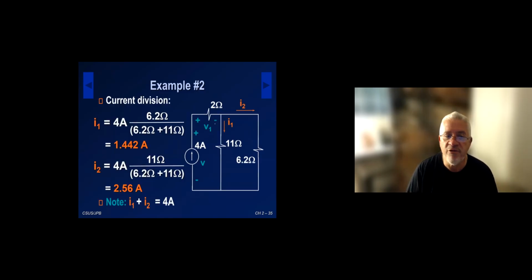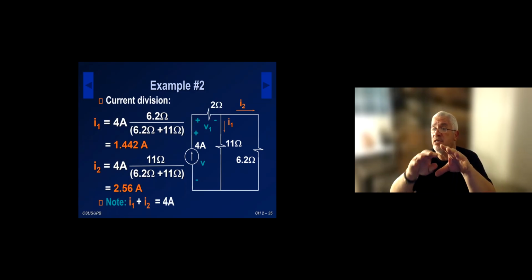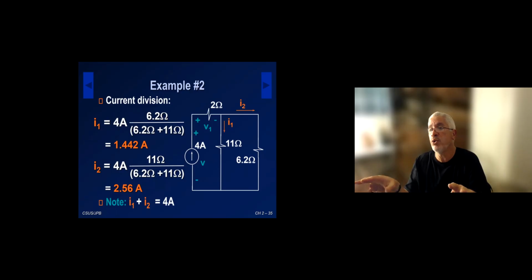So I1 is 4 amps times 6.2 ohms divided by the sum of these resistors in parallel, 6.2 plus 11. The same way, I can find I2 to be 2.56 amps. Please note that Kirchhoff's current law applies: the 4 amps will be equal to I1 plus I2. Essentially, in current division, the current subdivides into the two parallel resistors that we have.